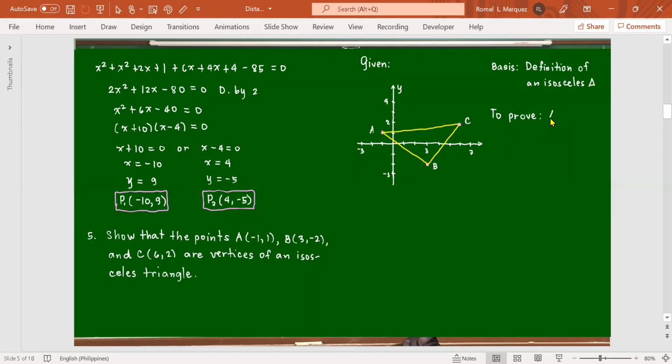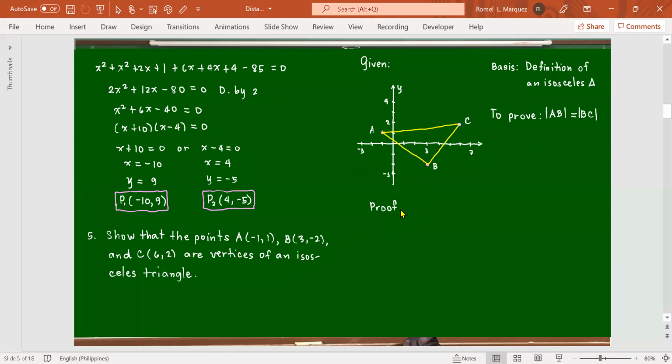Okay, so we have to show that AB is equal to BC, no? In case these are not the ones equal, you can change the statement that you're going to prove and then compute for the third one. Okay? In case it fails, try to check the third one. But for the meantime, we have to compute just the two sides.